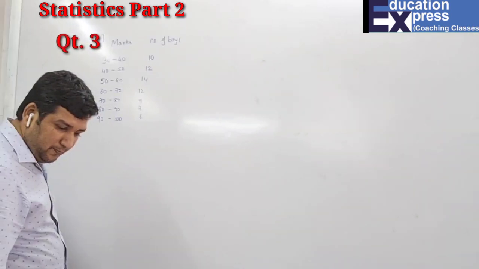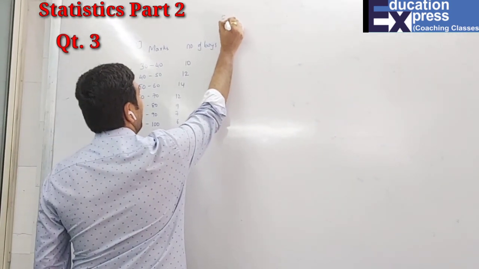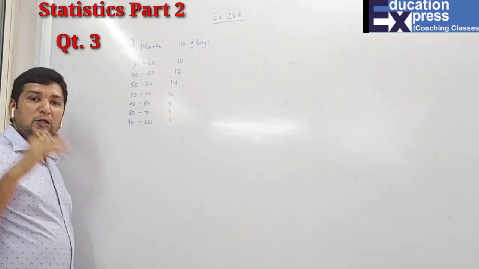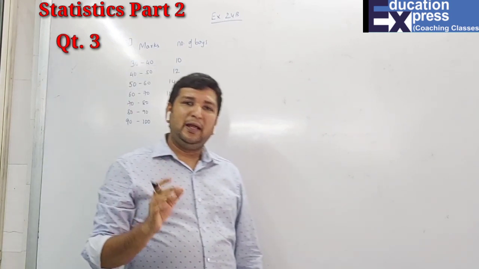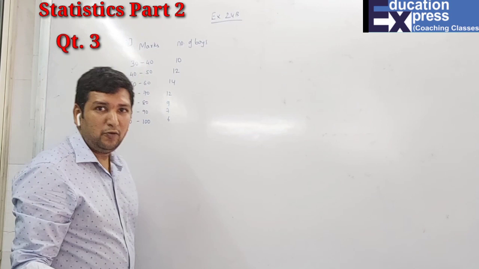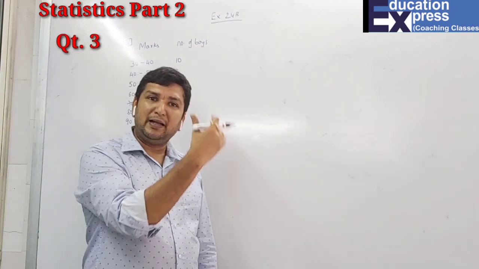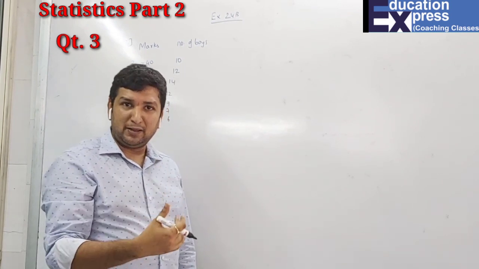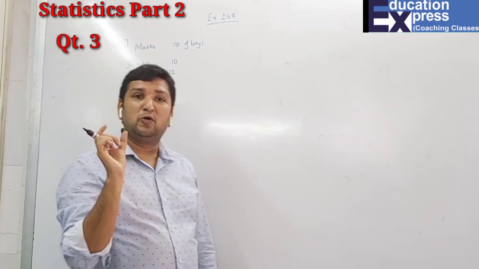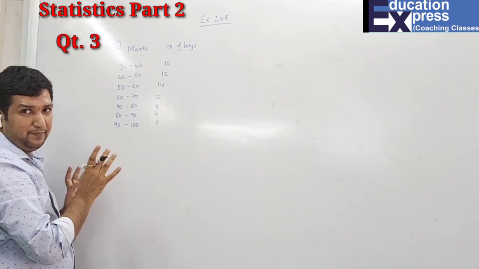Question number 3 now. Exercise 24B, students. We have finished 24A. 24B also is same to same. Only in 24A we had data which was raw data or ungrouped data. Now here in this question, exercise B, again you have to find mean only, with the same methods: direct method, assumed mean method and step deviation method, but instead of raw data, they have given grouped data. So everything is the same, just here we have grouped data.